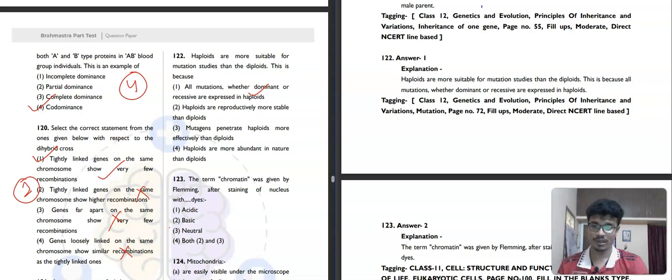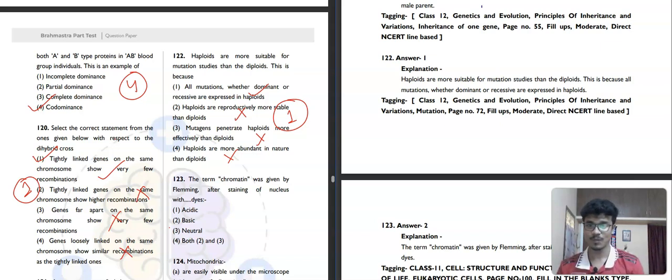Okay, let's see. Haploids are reproductively more stable than diploids. I think this is unnecessary. Mutagens penetrate haploids more effectively than diploids. No. Haploids are more abundant in nature than diploids. This is not correct. First option. Now we reach the conclusion that the first one is correct. Mutation, whether it is dominant or recessive, will definitely express in haploids. They may not be expressed in diploids. That's why this is the most suitable one to study mutations.